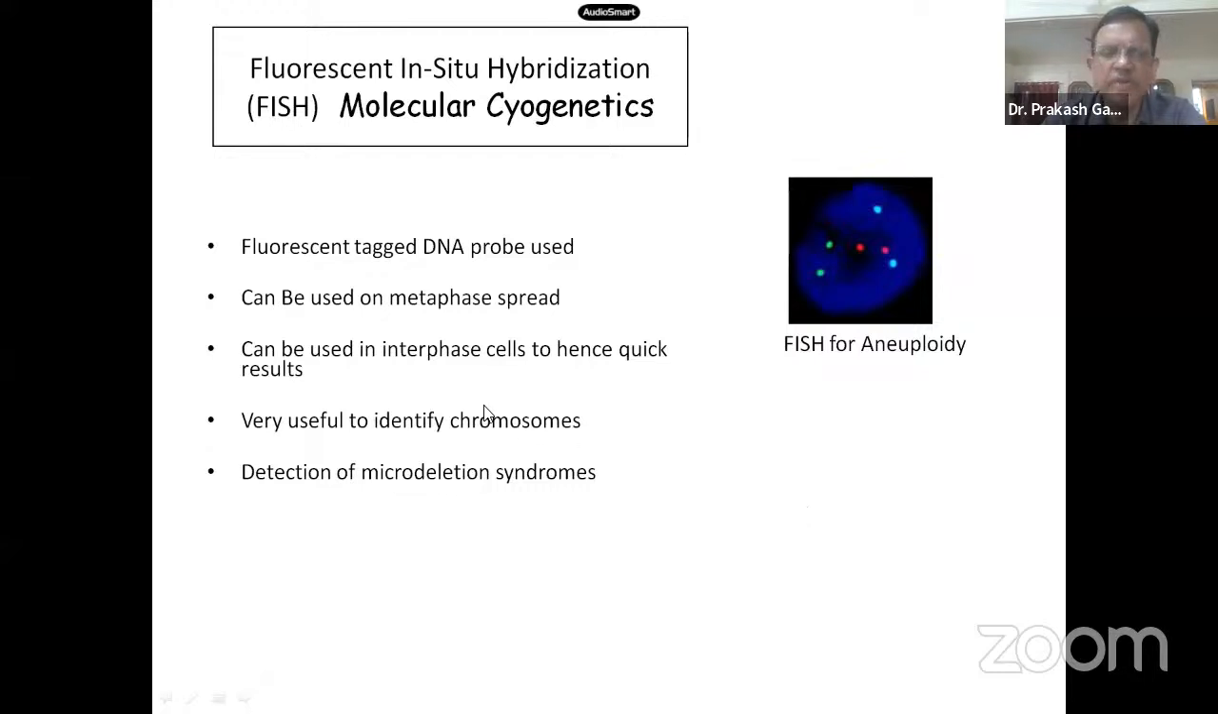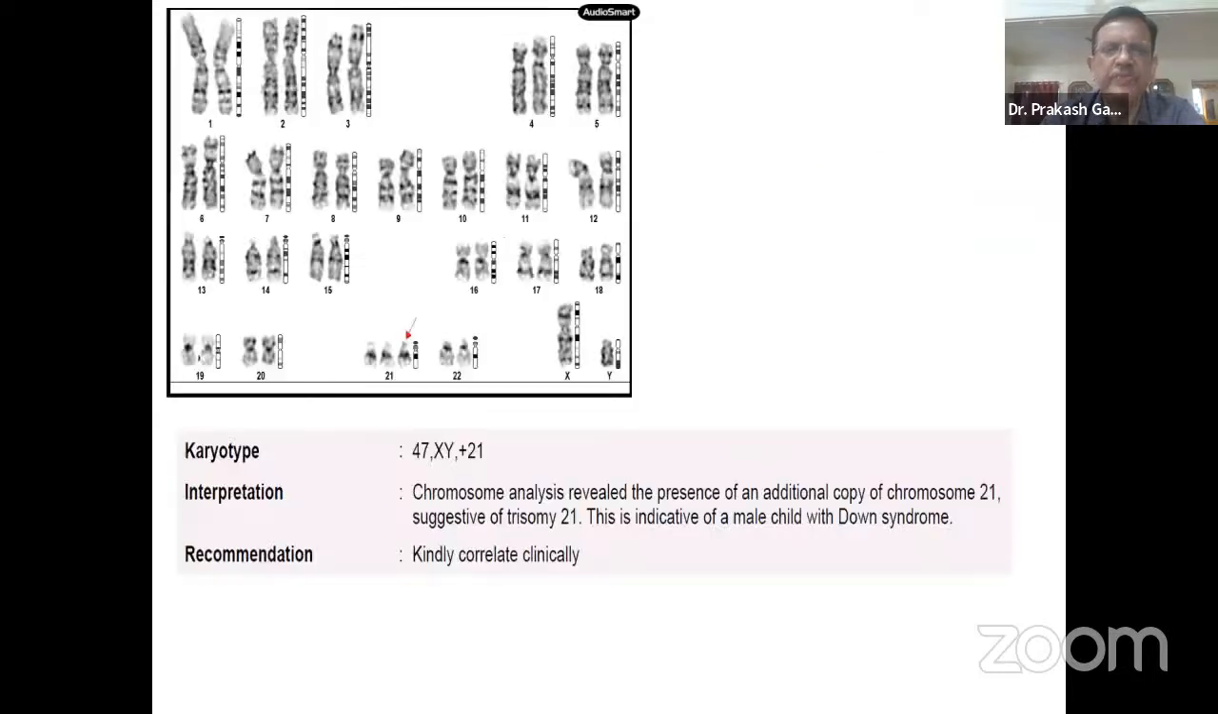And this does not require dividing cells, so it can use any cell for this hybridization. Unlike the karyotype, which requires almost 7 days for reporting, this can be done within, say, 24 to 48 hours, and a report is available. So it is rapid diagnosis, and dividing cells are not required. This is the advantage of FISH. You can also use this for microdeletion syndromes.